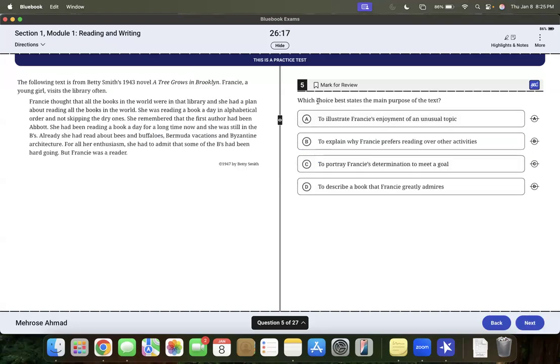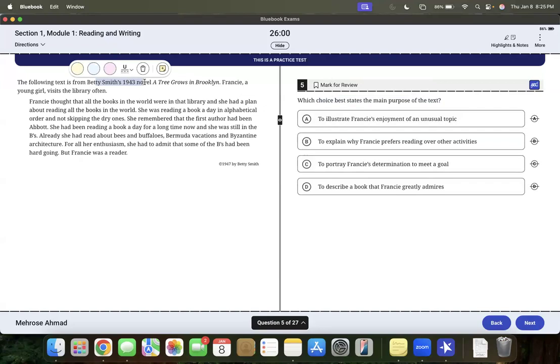Which choice best states the main purpose of the text? It's really important to read the little excerpt. It gives you some context about what you will be reading about. It can prime you on who the main character is, what the setting is, and so on. These things are important and helpful.